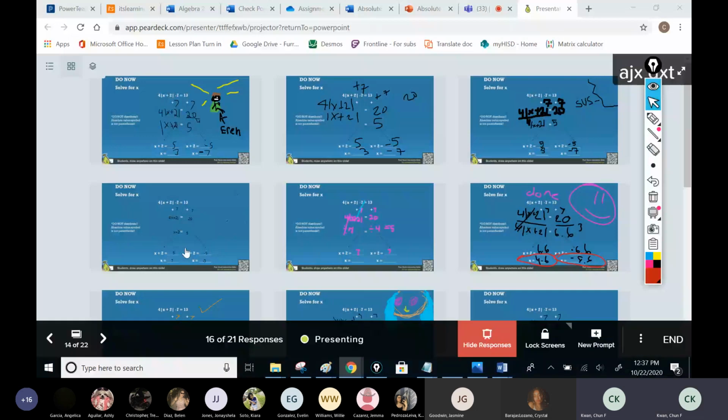All right, now check the right side. X plus 2 equals negative.